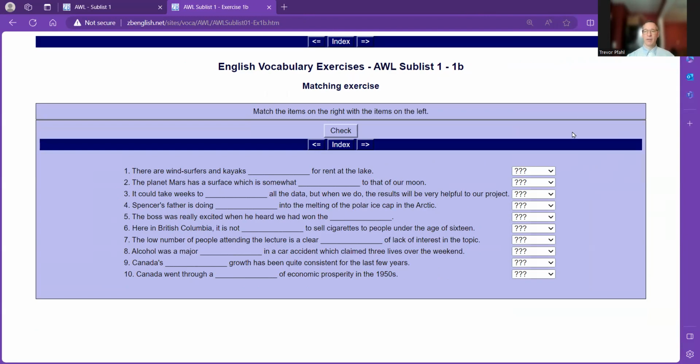So there you have it. There's some advice and information for vocabulary, both for general English and for academic English.